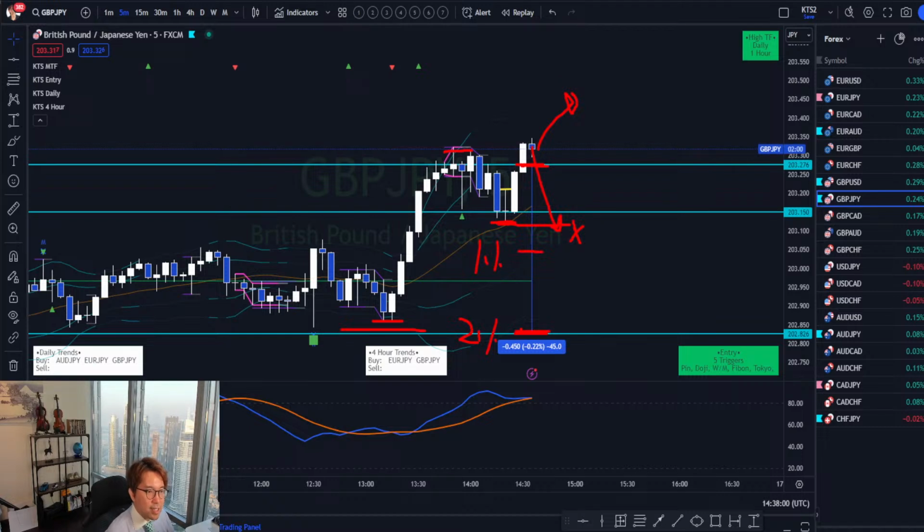Okay, can I use a reverse trend line on GBPJPY pair in M5? Yes, you can do that.